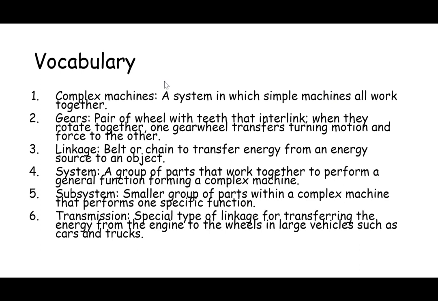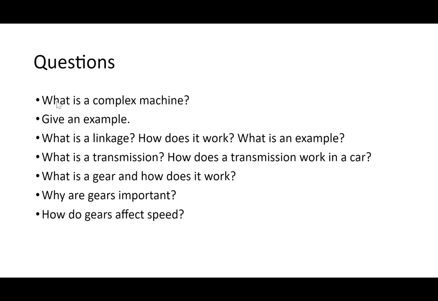So we have complex machines, a system in which simple machines all work together. Gears: a pair of wheels with teeth that interlink. When they rotate together, one gear wheel transfers turning motion and force to the other. A linkage is a belt or chain to transfer energy from an energy source to an object. A system is a group of parts that work together to perform a general function, forming a complex machine. A subsystem is a smaller group of parts within a complex machine that performs one specific function. And a transmission is a special type of linkage for transferring the energy from the engine to the wheels in large vehicles such as cars and trucks.